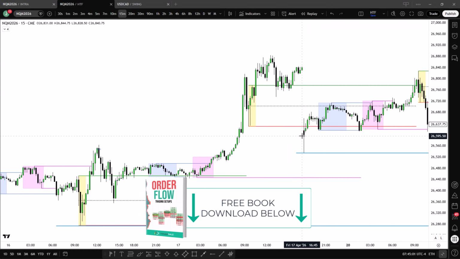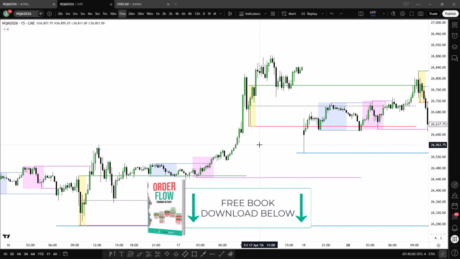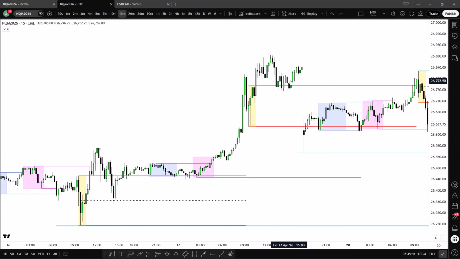This looks like a shortened day. No, it wasn't a short day. It was a gap. So price did accept prices above and stayed above the initial balance, but never really expanded higher.